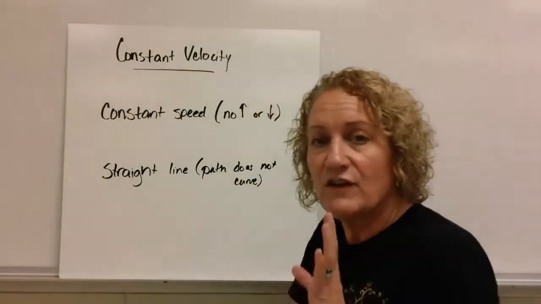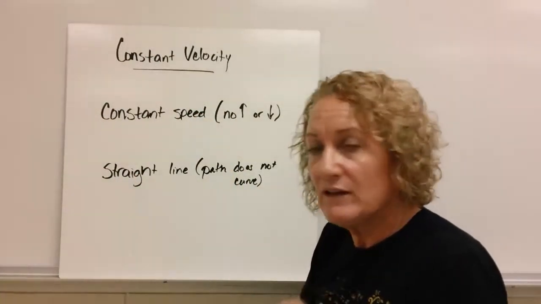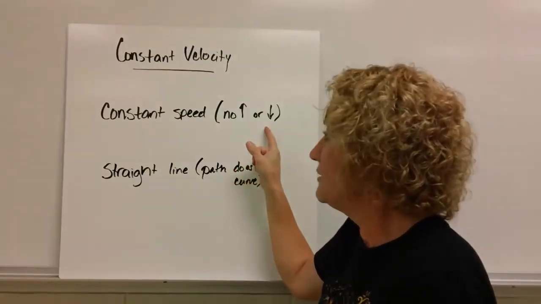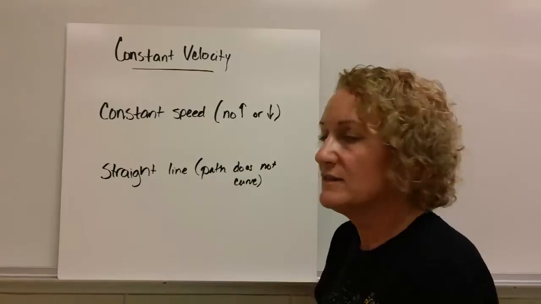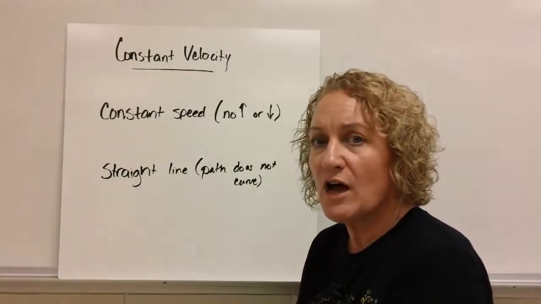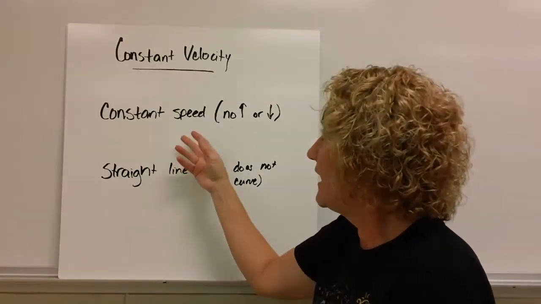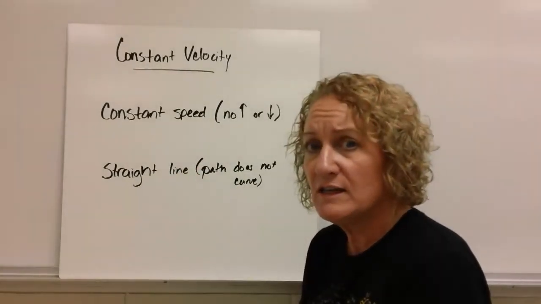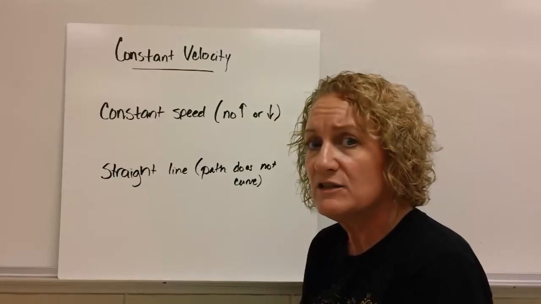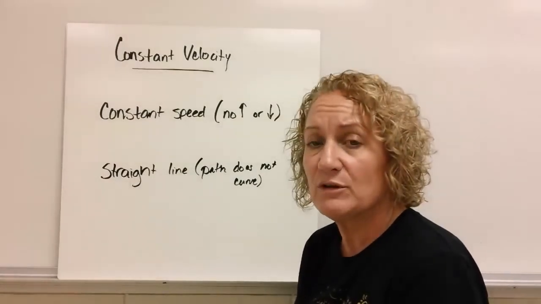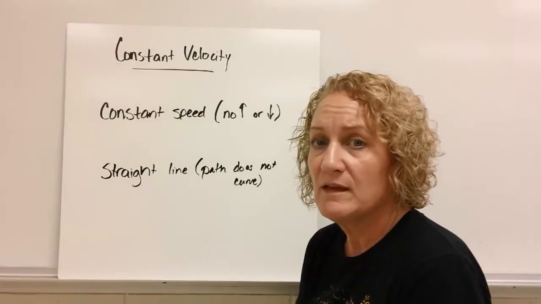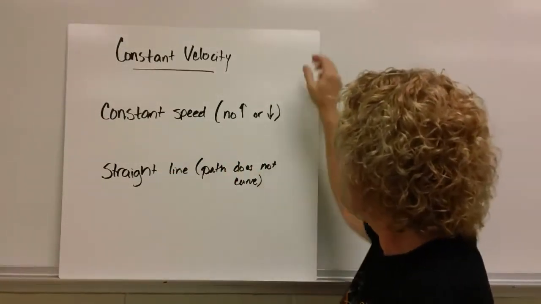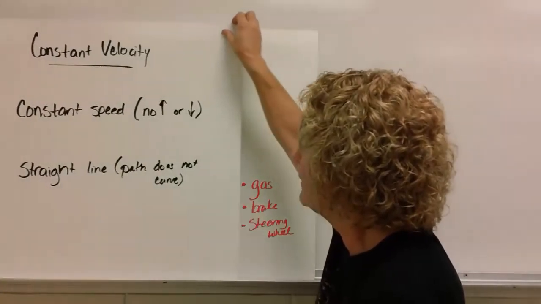Constant velocity. So if you have constant velocity, this should sound really familiar to you. Constant speed, you're not speeding up, you're not decreasing, and a straight line. Path does not curve. Do you remember something we talked about earlier where we said you had to have constant speed and a straight line? Do you remember what that was called? It was called dynamic equilibrium. And so that was a vector, this is a vector. Constant speed, no speeding up or slowing down, and you need to travel in a straight line.